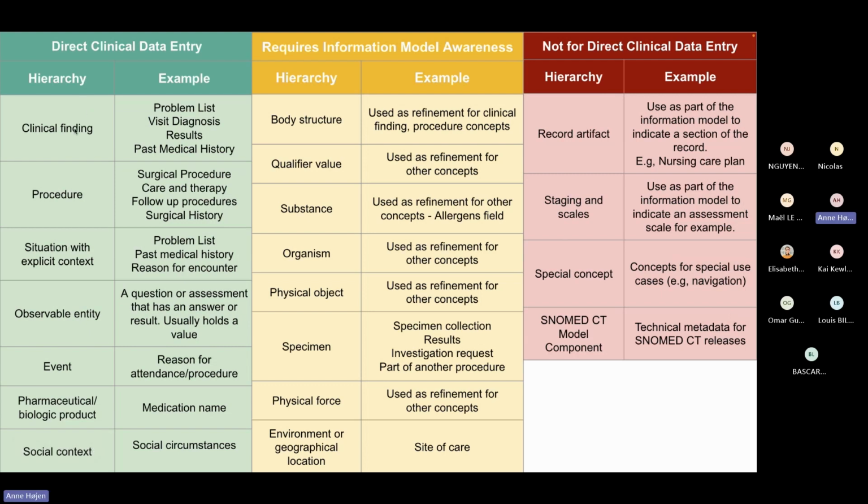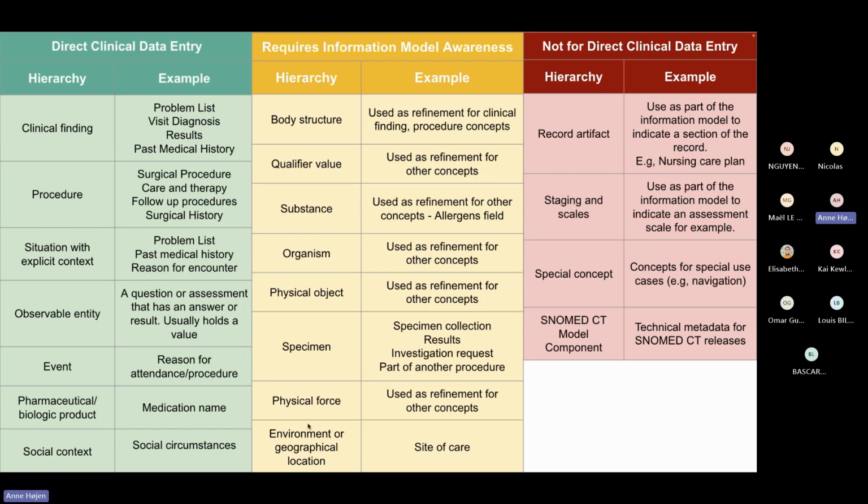Then we have the green ones over here, clinical findings. They are good to include for your problem list, the diagnoses, results, and so forth. Past medical history. Procedures are also useful for a variety of things, situations, observable entities, and so forth. So this slide is really a guiding principle. So this you should exclude, this you can use for these things, and these are just some examples.